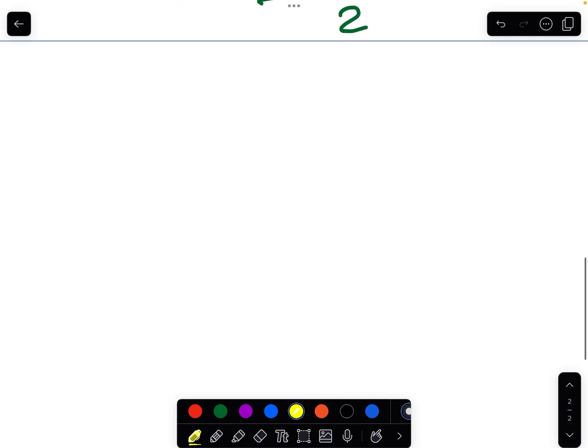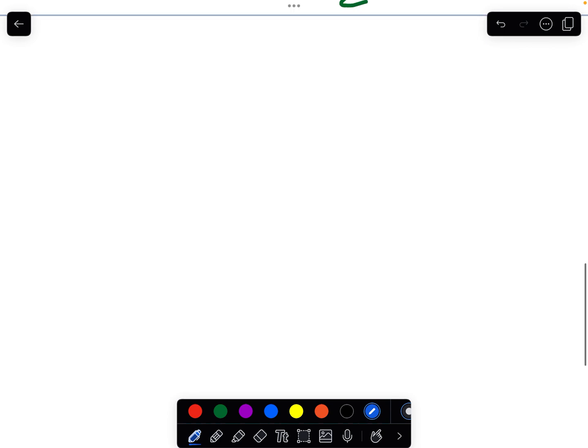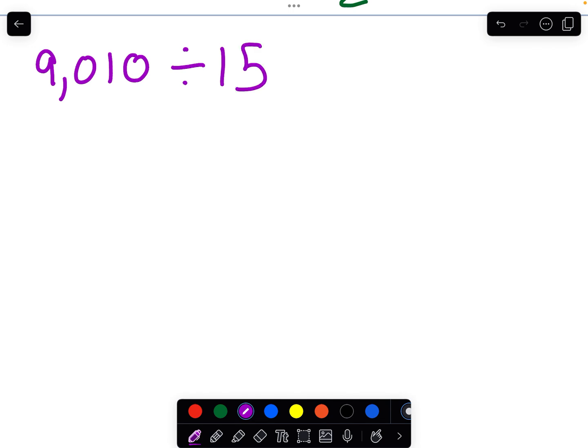Let's do one more just for kicks. Let's try to find some large numbers here. Let's do something exciting. Let's do 9,010 divided by 15. Oh my goodness. That looks a little bit of a headache, doesn't it?